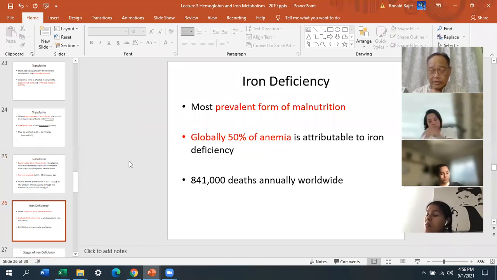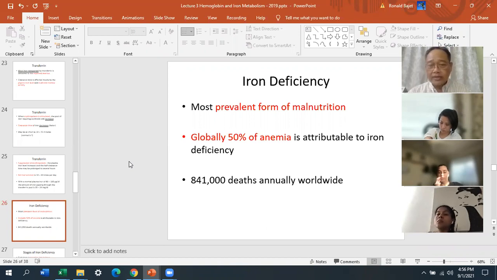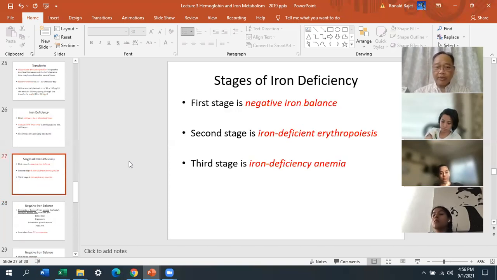Now, iron deficiency. For me personally, iron deficiency anemia is one of my favorite anemias because it's really easy. Hopefully it's going to be easy for you to identify. Okay, iron deficiency anemia. It's the most prevalent form of malnutrition, and that's what causes it. And globally, half of the anemias in the world is attributed to iron deficiency anemia. This is probably an old number, but 841,000 deaths annually worldwide due to iron deficiency anemia.